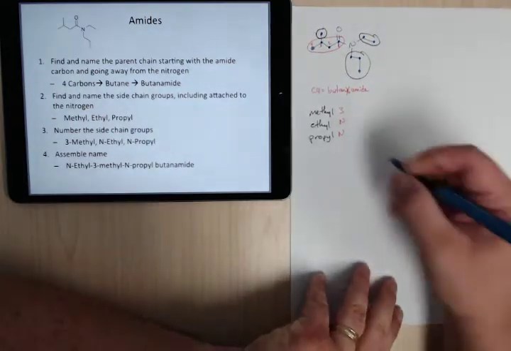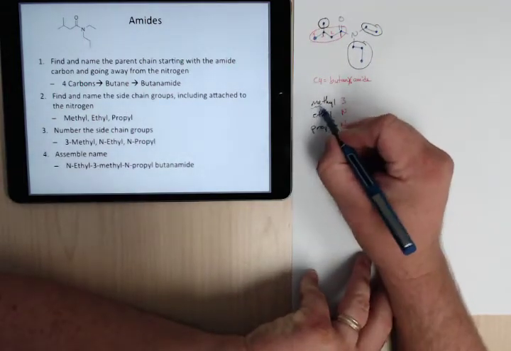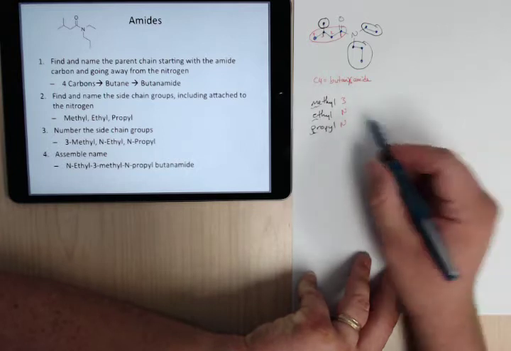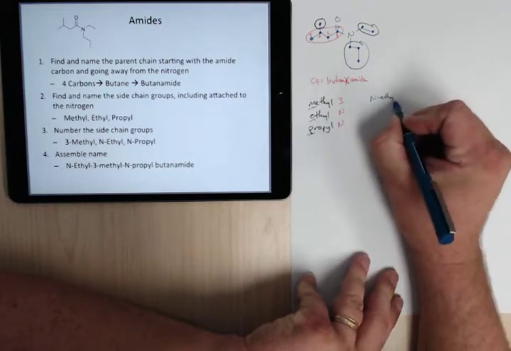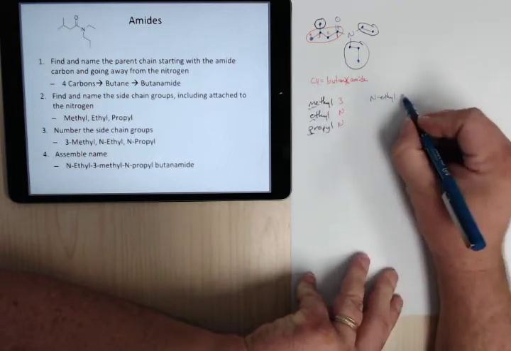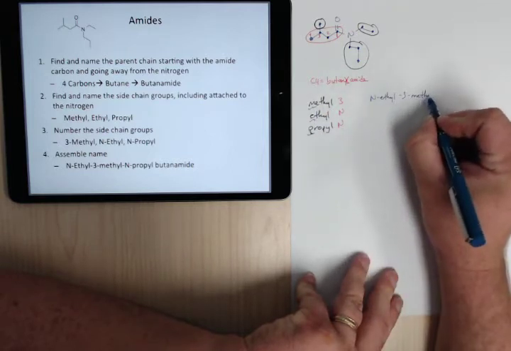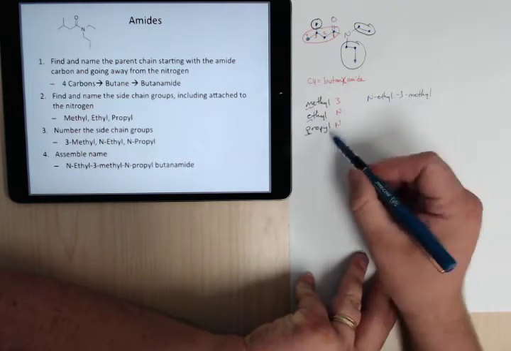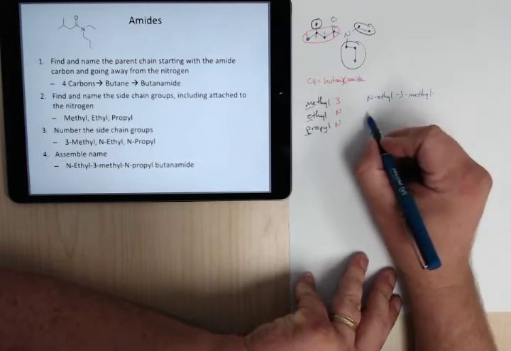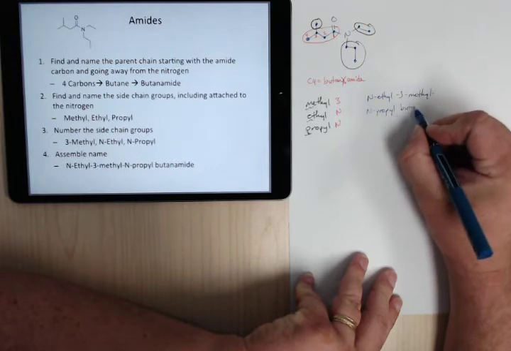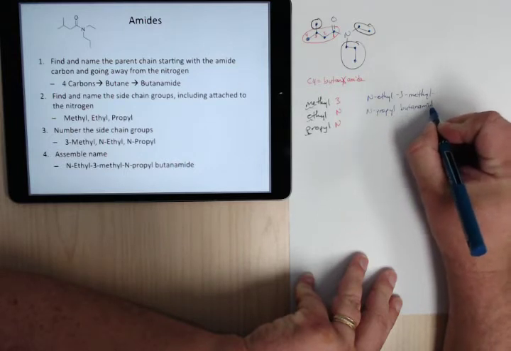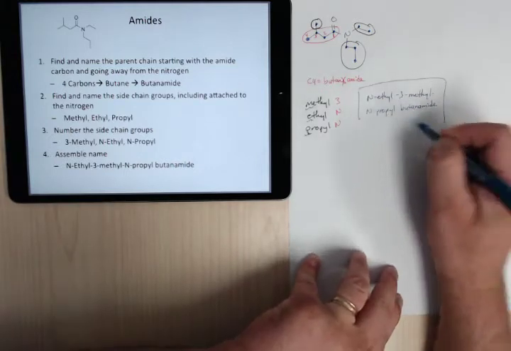Okay? So you go first alphabetically, right? So we're looking at ethyl, methyl, propyl. So ethyl goes first, so it's going to be N-ethyl, and then methyl, so 3-methyl, N-propyl, butanamide. Okay, so here's the name.